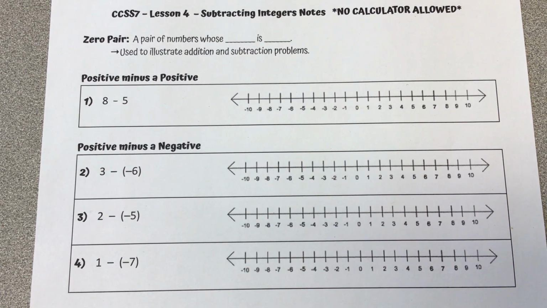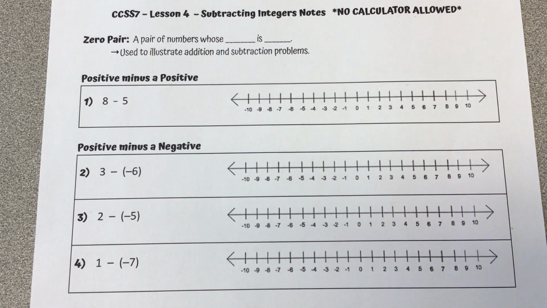All right, so we've already looked at those integer rules for adding. Now we're going to be looking at subtracting. So same thing, we're going to look at it first using number lines and counters and zero pairs, and then we are going to look at it using those rules.